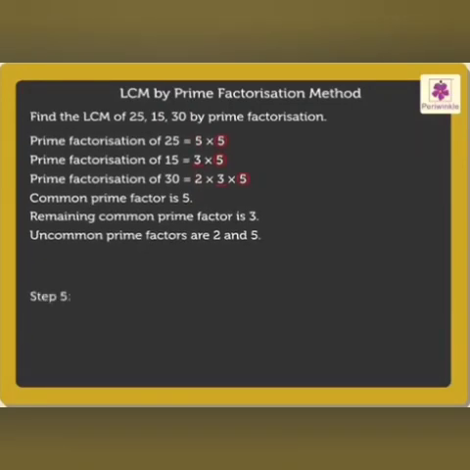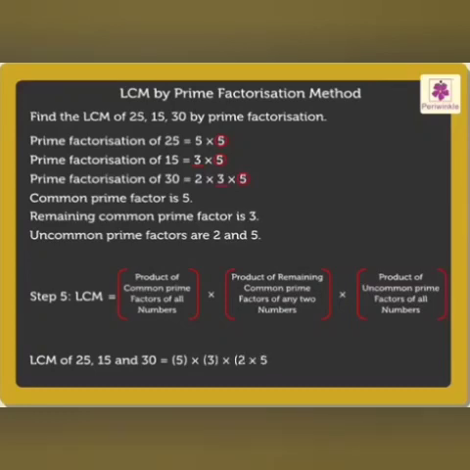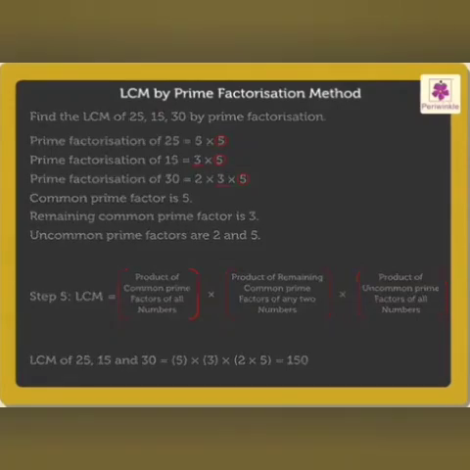Step 5. The LCM is the product of the common prime factors of all the numbers, remaining common prime factors of any two numbers, and uncommon prime factors of all the numbers. Thus, LCM of 25, 15 and 30 is equal to 5 into 3 into 2 into 5 is equal to 150. Now, let us solve another example.